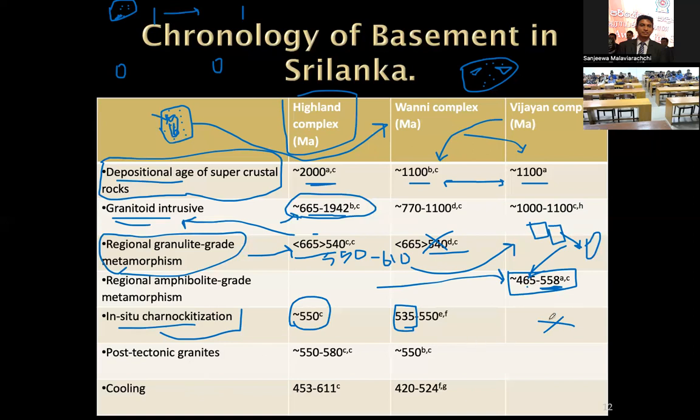So in the Vijayan complex, you don't see the in situ charnockitization. And then we observe in our rocks post-tectonic granites. Post-tectonic granites means the granites which have intruded after the metamorphism, because the metamorphism is the end process of this geodynamic process in our terrain, right? In any terrain, after metamorphism, there will be some stable time. There won't be very big collisions or folding or anything happening. So therefore we call it post-tectonic times.